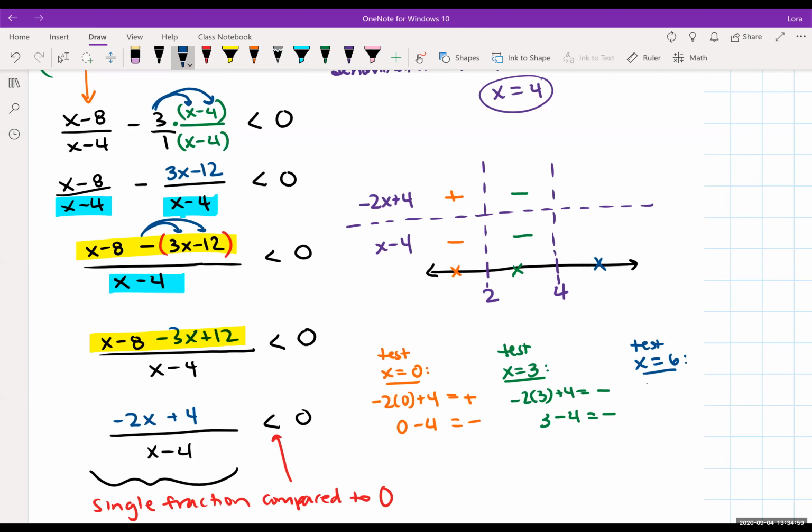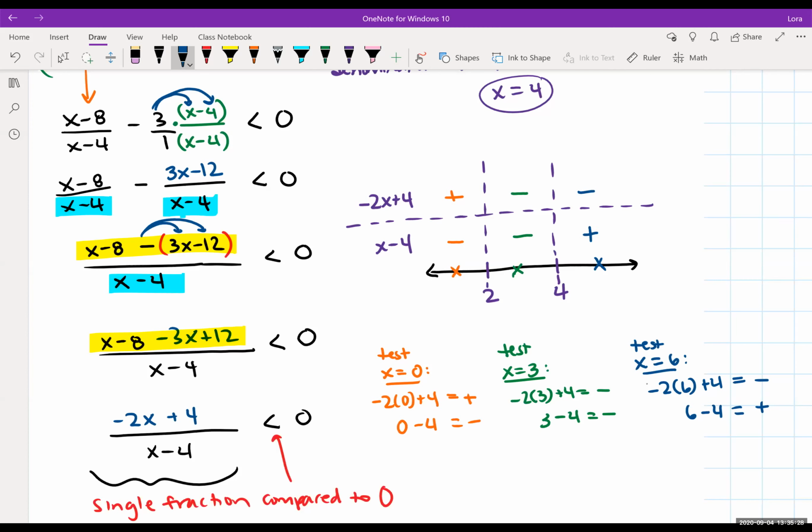And so if I'm plugging this into the factor, I have negative 2 times 6 plus 4. So that's giving me negative 12 plus 4. Negative 12 plus 4 is negative. Then we have 6 minus 4, and 6 minus 4 is positive 2. So we have a positive sign we'll plot.